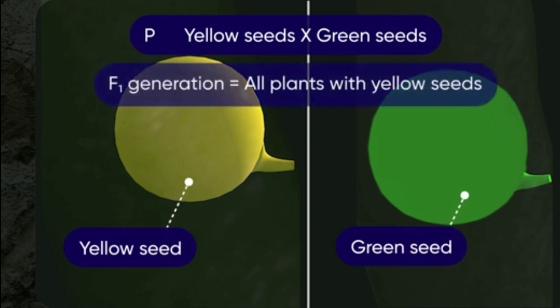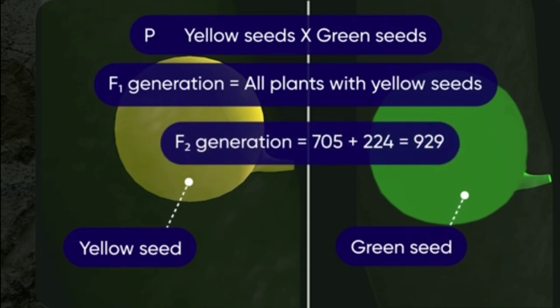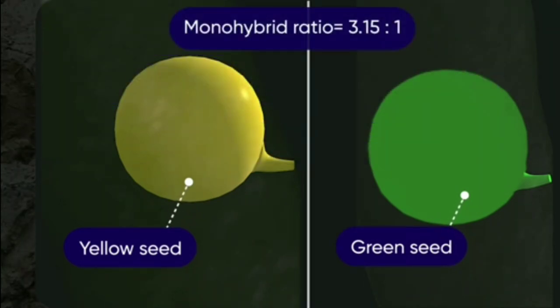When the parent generation, represented by P, consisting of plants with yellow-colored seeds, were crossed with plants with green-colored seeds, the F1 generation obtained were all yellow-colored seeds. F2 generation had 705 yellow-colored seeds and 224 green-colored seeds, which makes it a total of 929 seeds. And the monohybrid ratio was 3.15:1.